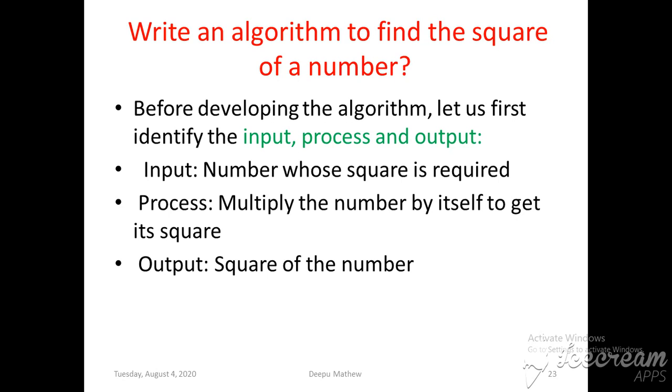Let us solve one example: write an algorithm to find the square of a given number. In order to find the square of a given number, the input is one number, then the process is to multiply that number by itself, and then we get the square. The output is the square of the number. This is the input, process and output.